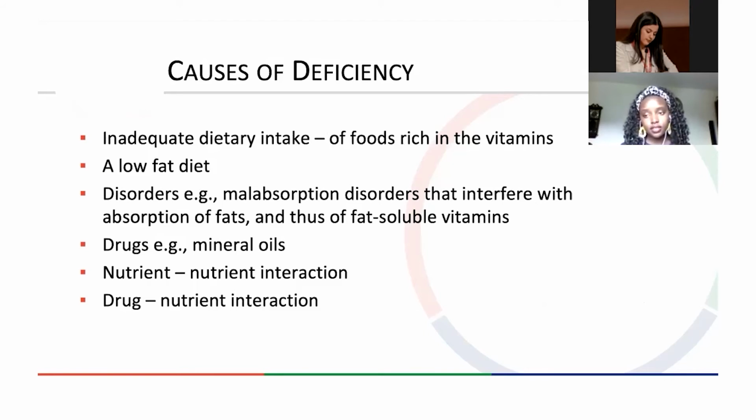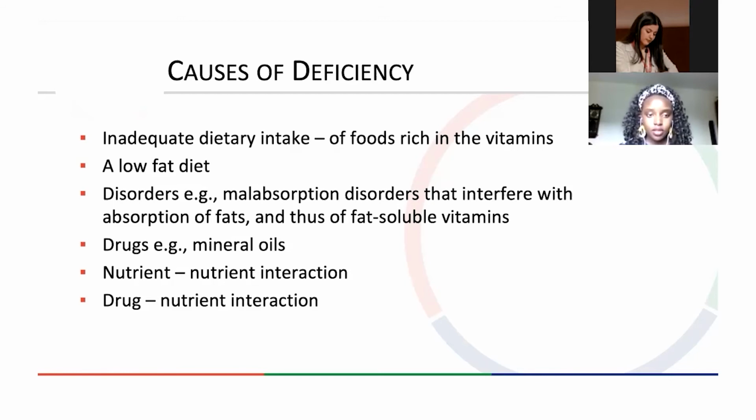So the causes of this deficiency, first and foremost, is inadequate dietary intake. So when over long periods of time you have foods that consist less of what you need daily for your vitamin A, D, E, K, or mineral intake, then you tend to have a deficiency long term. Also, because we've already identified that vitamins A, D, E, and K are fat soluble, it means that we need fat in the diet for them to be able to be absorbed fully. So if your diet has less fat, it interferes with the absorption of those vitamins.